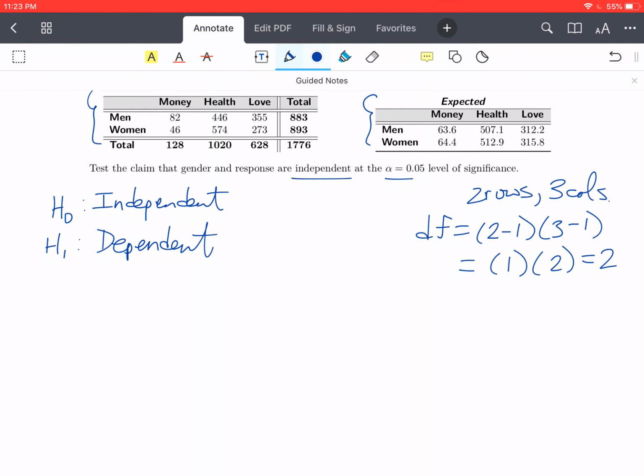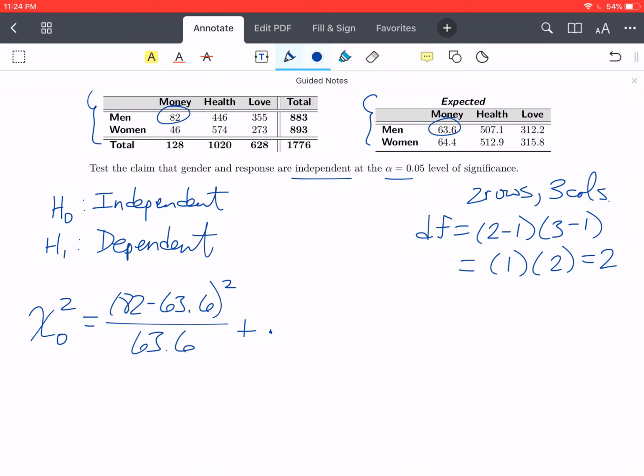When it comes to computing the test statistic, we take observed minus expected squared over expected, the same way we did in the previous section. And we're going to go component by component here. So we would have 82 minus 63.6 squared over 63.6 plus the next one, plus the next one, plus the next one, etc., all the way until we get to the last one. So there are going to be 6 terms here. So the last one, 273 minus 315.8 squared all over 315.8.